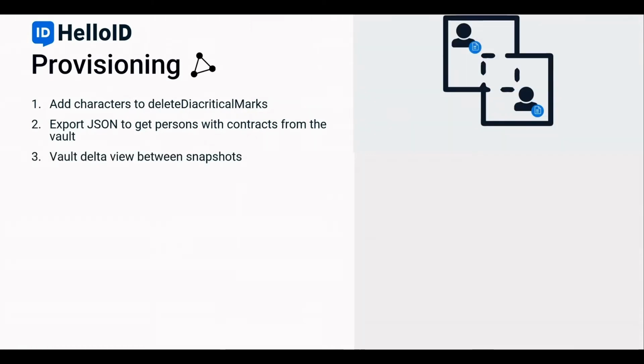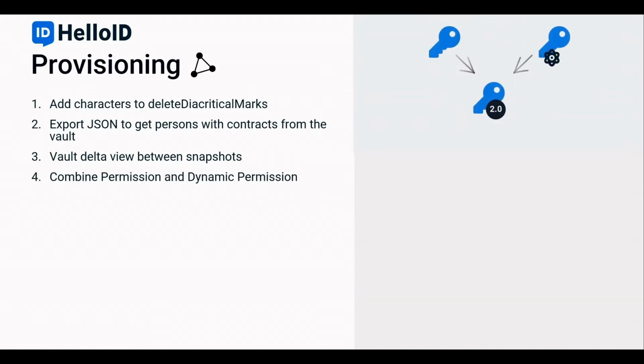3. Vault Delta View between snapshots. With this feature, we created the possibility to see the differences between snapshots, based on the data comparisons between 2 different snapshots or on a person level over multiple snapshots, which makes it very easy to determine the history of changes being made during the import of a source system.